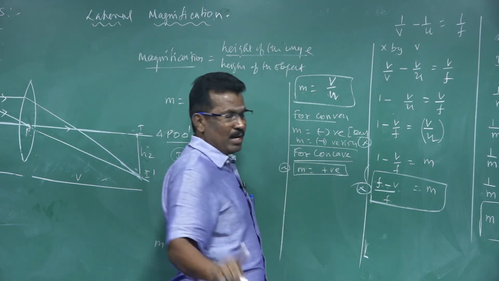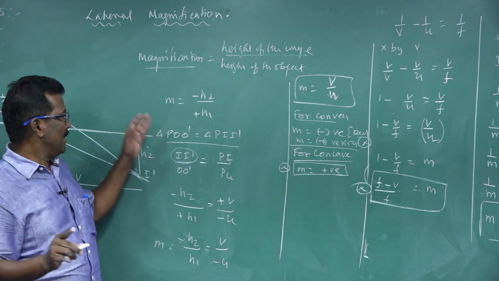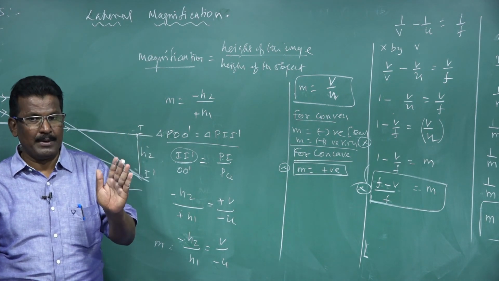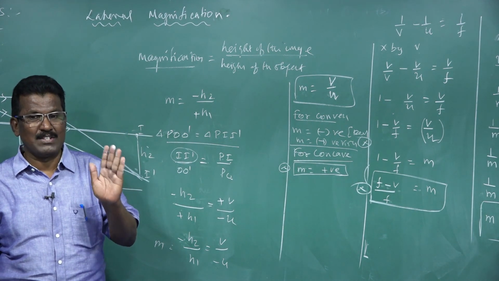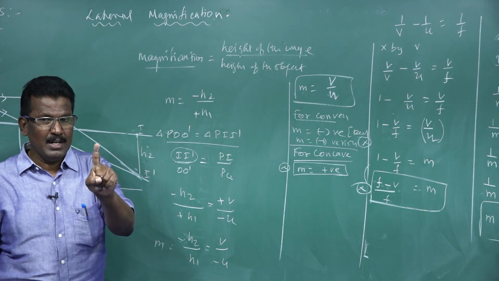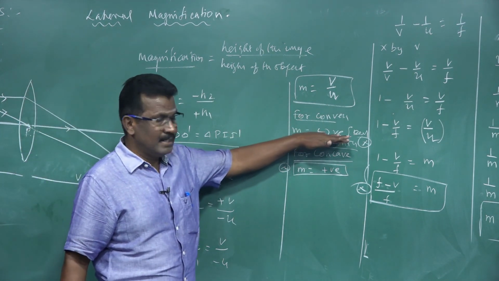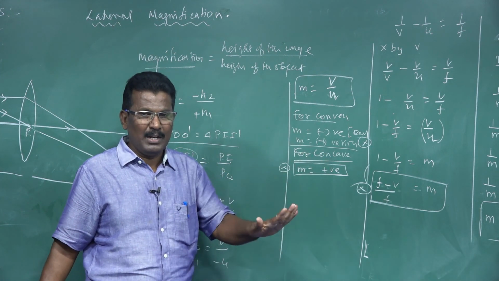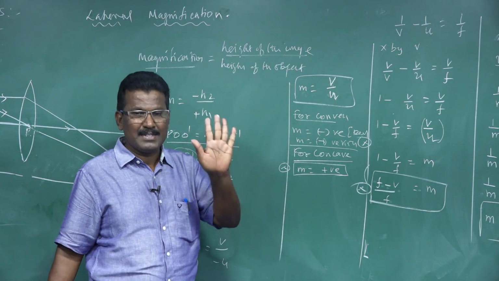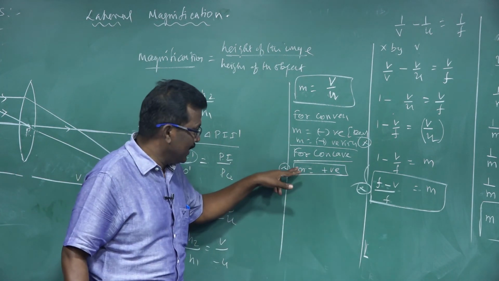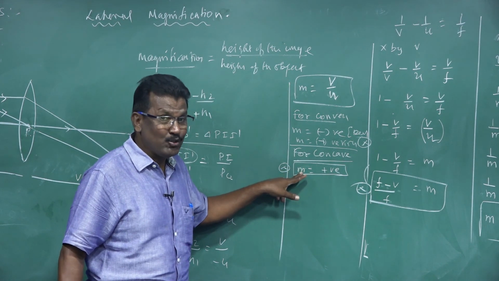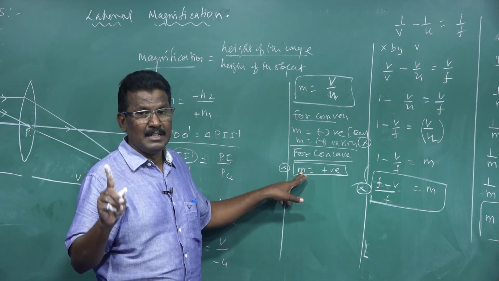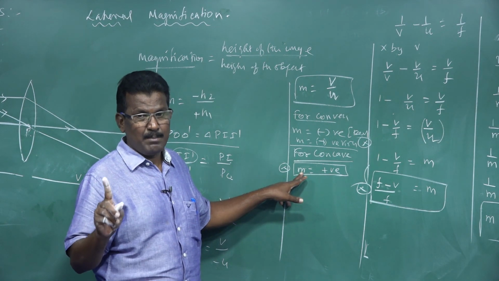There is only one case, when the object is placed very close to the convex lens, where the image formed is virtual. If the image is real, M is negative. If the image is virtual, M is positive. That is the condition. That is why, since the image is virtual for the concave lens, the magnification is always positive. Thank you.